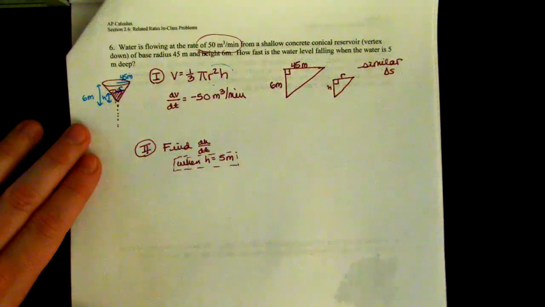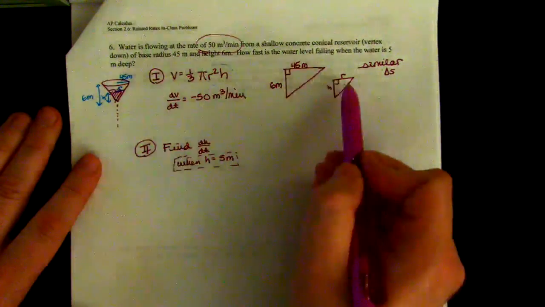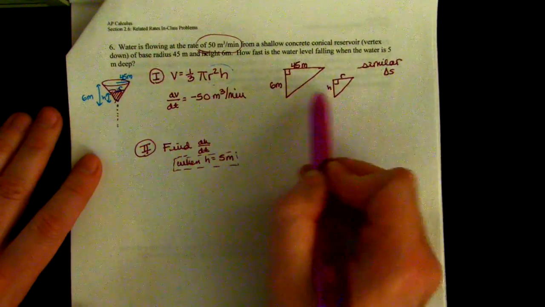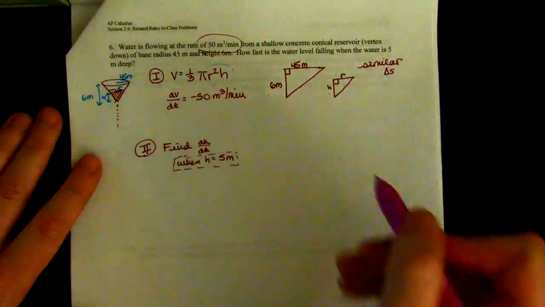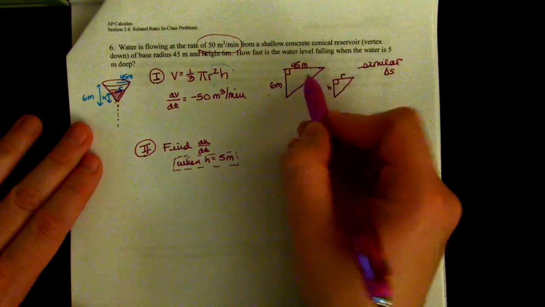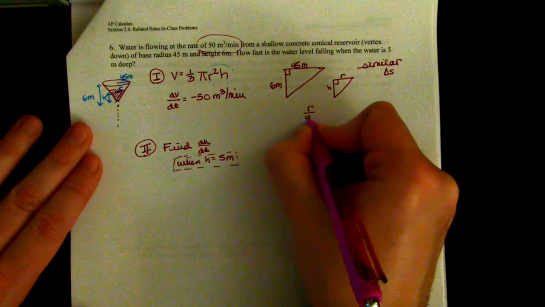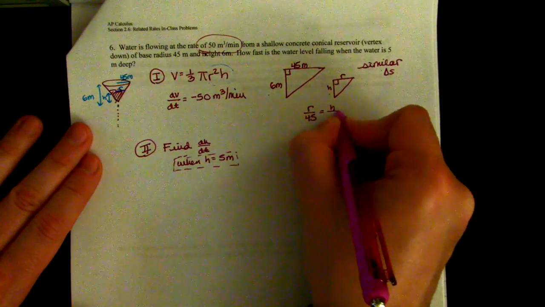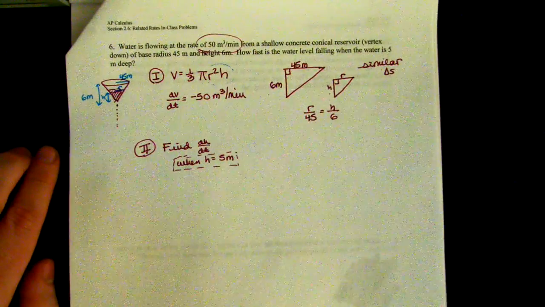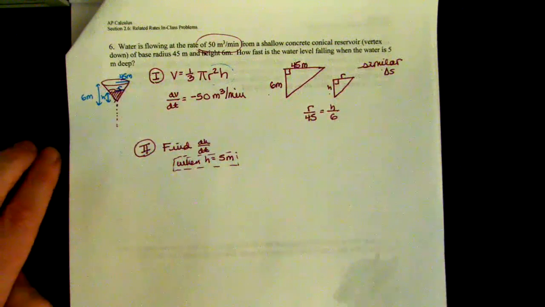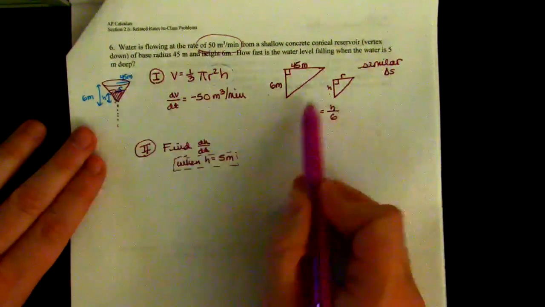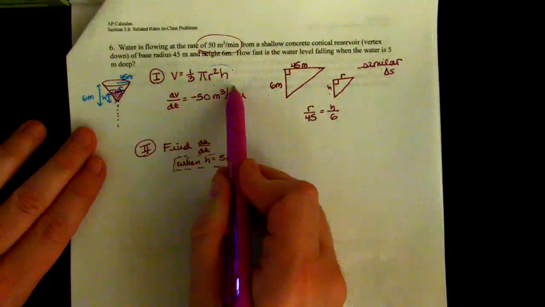There are several ways I could set up my ratio. I could say r over 45 equals h over 6, or 45 over 6 equals r over h, or some version of that. How about I go with r over 45 equals h over 6? Why not? Now, I'm going to do what I did in my last problem, and I'm going to solve for one of my variables so I can plug in here.